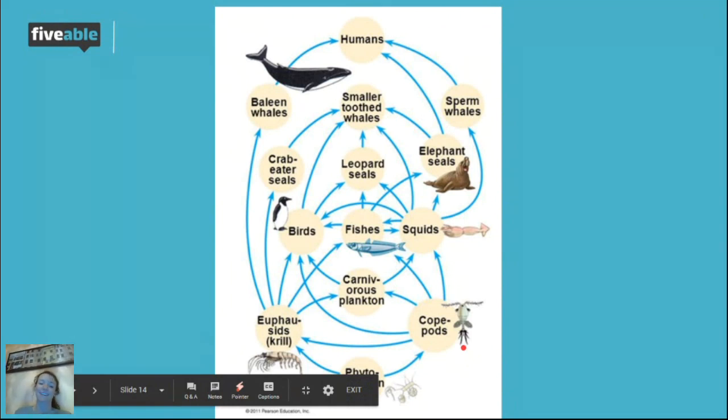Or they wouldn't be eaten at all by the fish, and therefore we would have this increased population of krill and copepods because they don't have their predator with them anymore. Okay, so it's really important to think about those kinds of things.